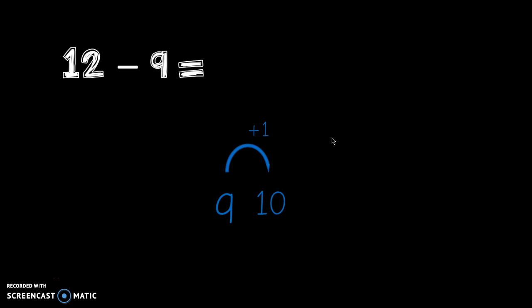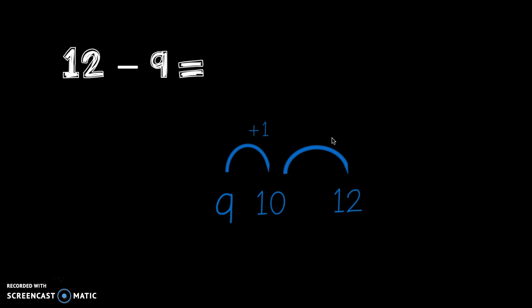Now I'm at 10, but I see the whole amount as 12. So I know the next jump I'm going to make is to a 12. Do you see how I left some space in between the 10 and the 12? That's just to remind me that I'm jumping from 10 all the way to 12. So I'm going to go ahead and do my nice jump.